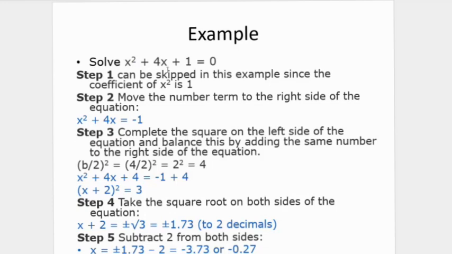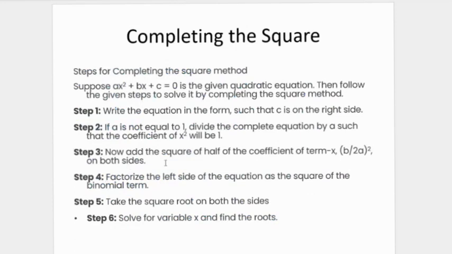So we have x squared plus 4x plus 1 equal to 0. Then we take 1 over to the other side and it becomes minus 1. Now, of course, here we have the important step to note, step 3: add the square of half of the coefficient of x on both sides.